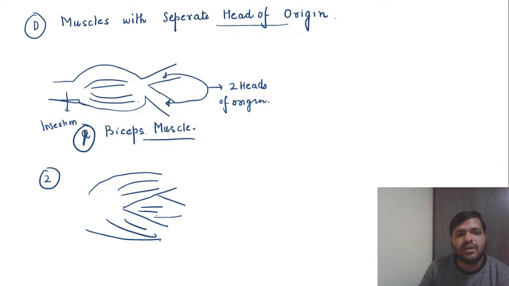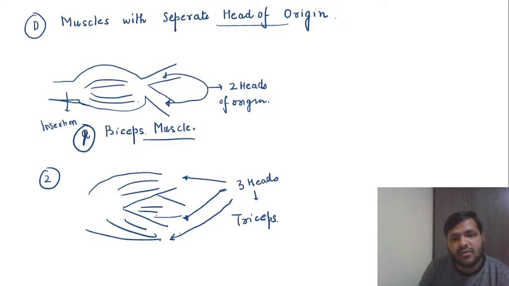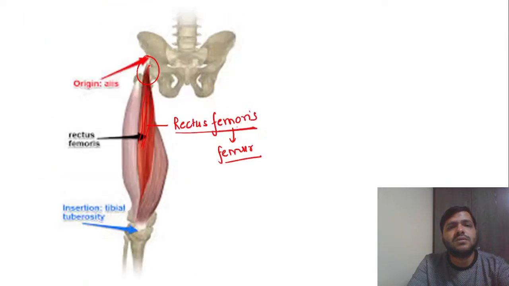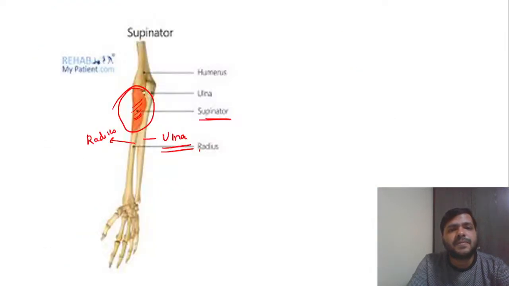So this is one head, this is another head, and this is another head. In totality, we have three heads. And this is something called the triceps muscle. This is having three heads. So I will be trying to show you guys over here in the picture.